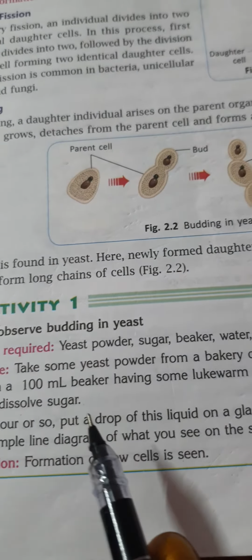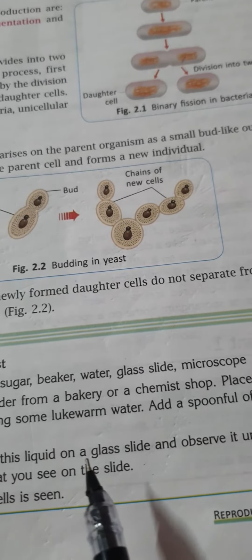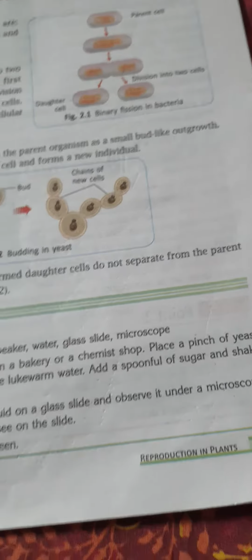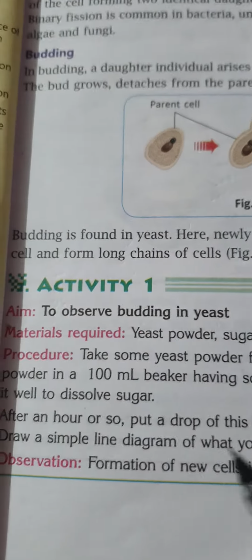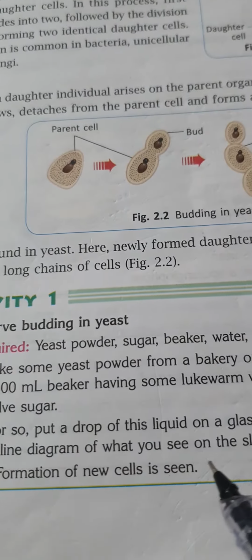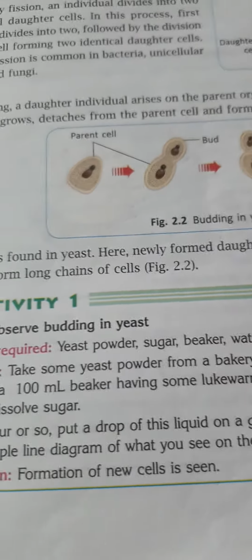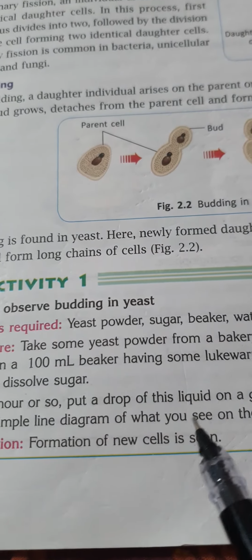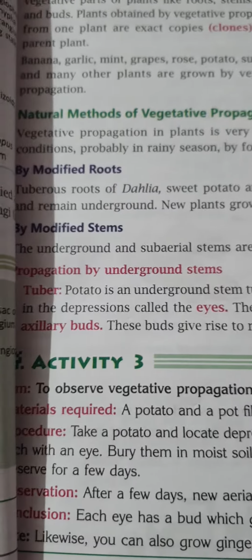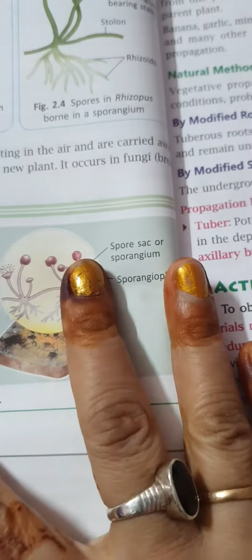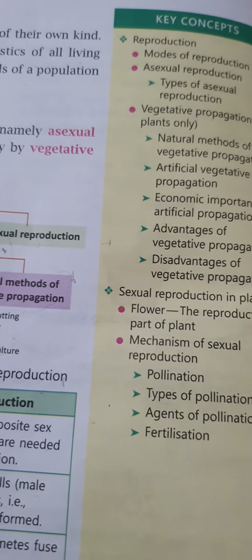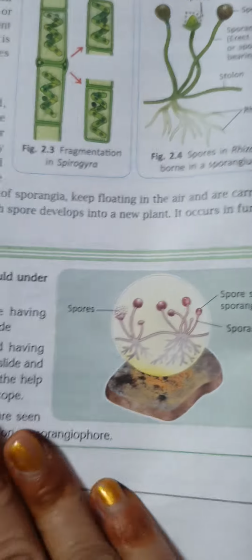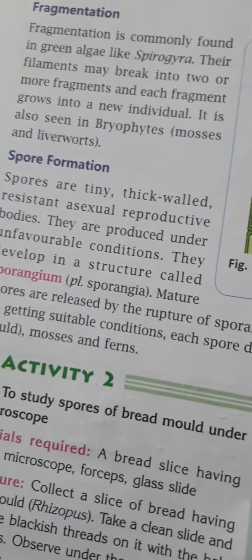After an hour or so, put a drop of this liquid on a glass slide and observe it under the microscope. Draw a simple line diagram of what you see on the slide. You will see the formation of new cells. What will you see? Formation of new cells. When you look through the microscope, you will find that there is the formation of new cells. Now this was the activity which you have to write down in your book.